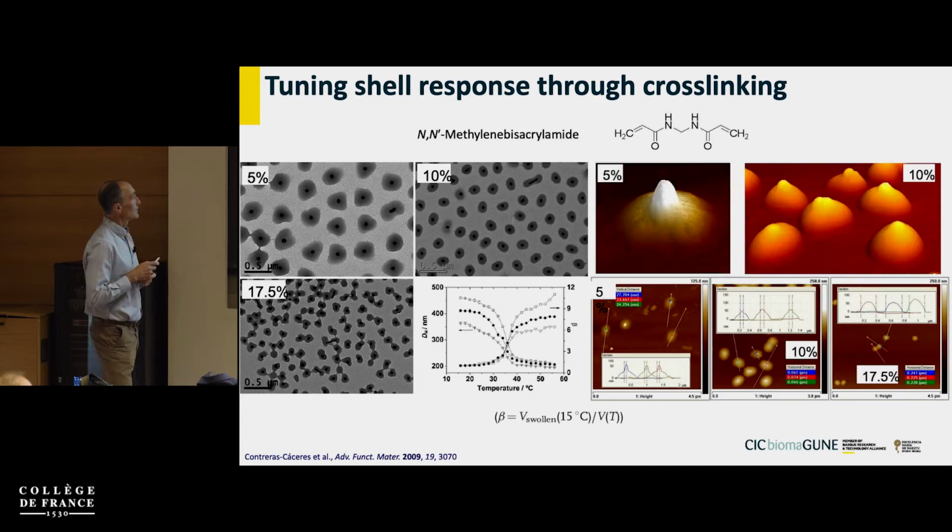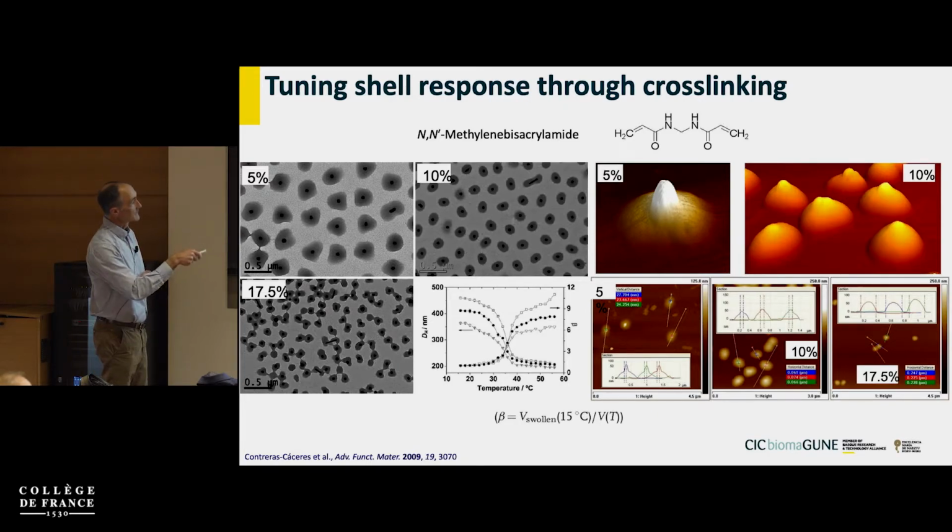Now, another interesting point is if you play around with the concentration of the cross-linker, you can also make the shells more flexible or more rigid. And so by, as you can see here, 5%, 10%, 17.5%, the shells look larger or smaller because they collapse more or less.